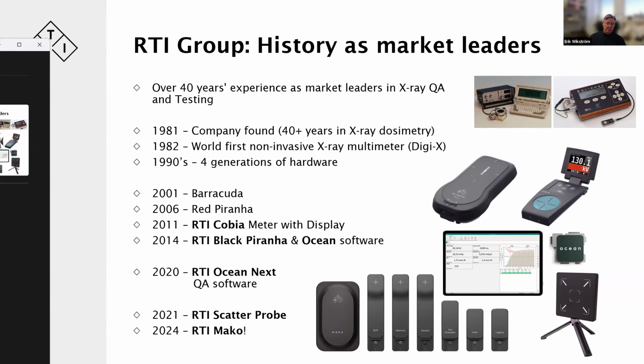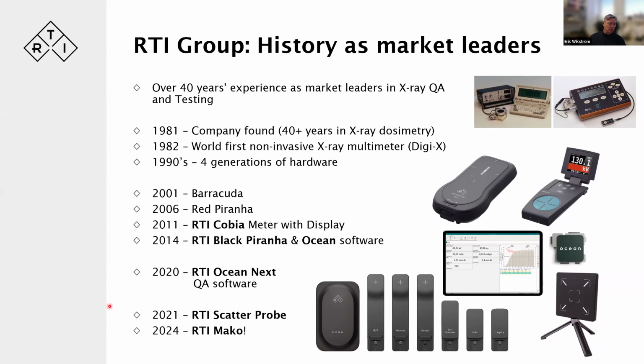Now in the 43 years that we've been in business, of course, the world has moved on, and we have newer generations of products like the Barracuda, which many of you may have heard, the red Piranha, Cobia we spoke about, which is a meter with a built-in display, black Piranha, which is an update of the red Piranha that has been with us for a long time. And then 2020, 2021 and 2024, we've got the most recent developments there with a new software platform, Ocean Next, the scatter probe, and then the RTI Maaño.